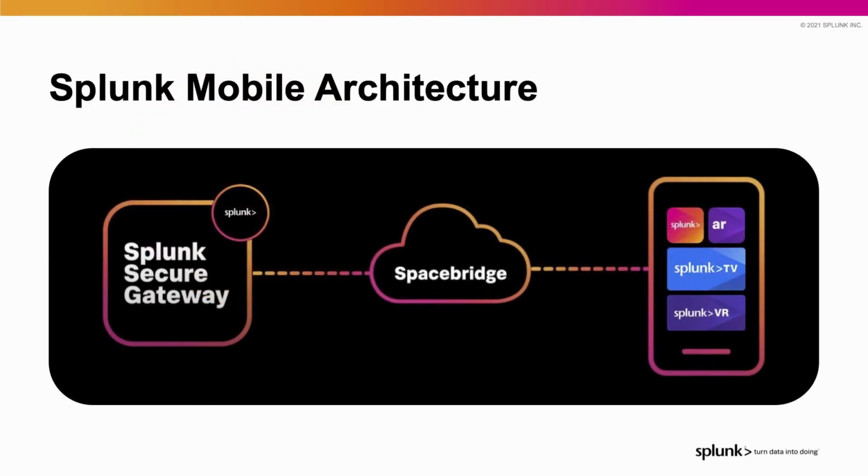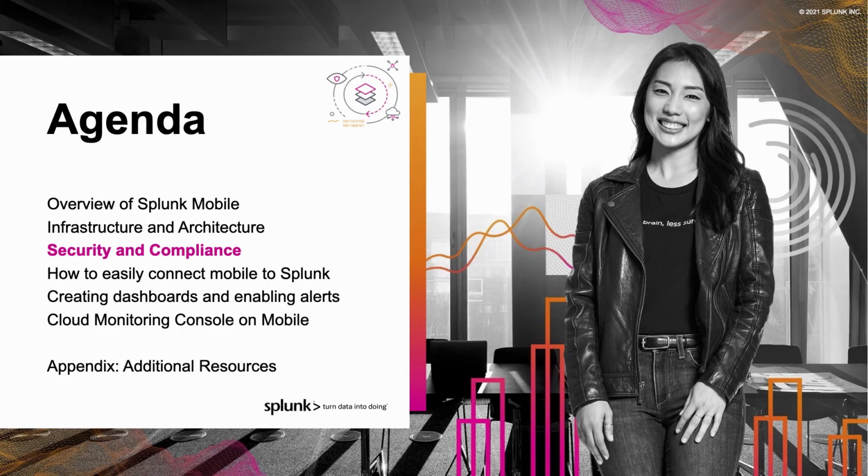To summarize that video, there are 3 components. On the left, we have a Splunk app called Splunk Secure Gateway. Here, users can register devices, and admins can manage their deployment. On the right, we have Splunk Mobile apps that are securely logged in. In between, we have a cloud-hosted service that transmits the encrypted data back and forth. Next up, let's talk security and compliance.